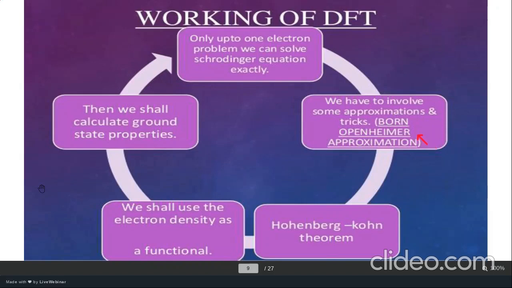After the Born-Oppenheimer approximation, we go through the Hohenberg-Kohn theorem, which states that by using this method, we can solve many-electron problems. After that, we are using the functional. What is the functional? A functional is a function of another function. Here in DFT, we are using the electron density as a functional. After that, we calculate the ground state properties of that molecule by using this method.